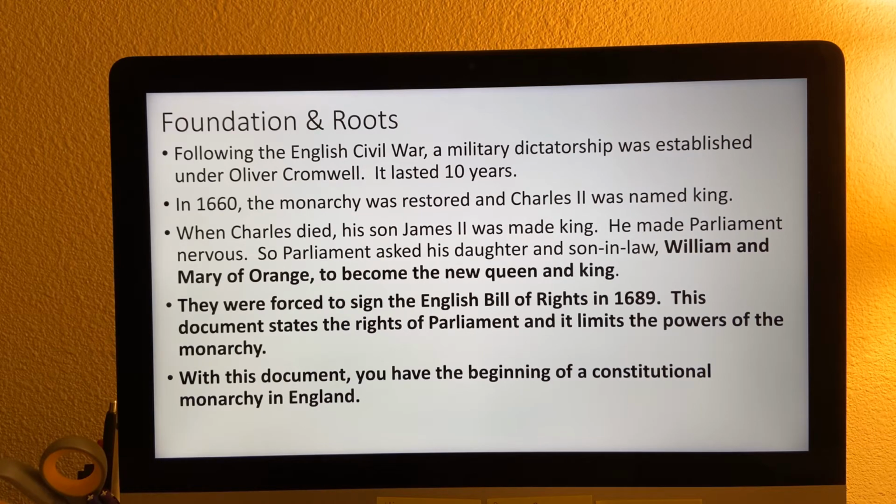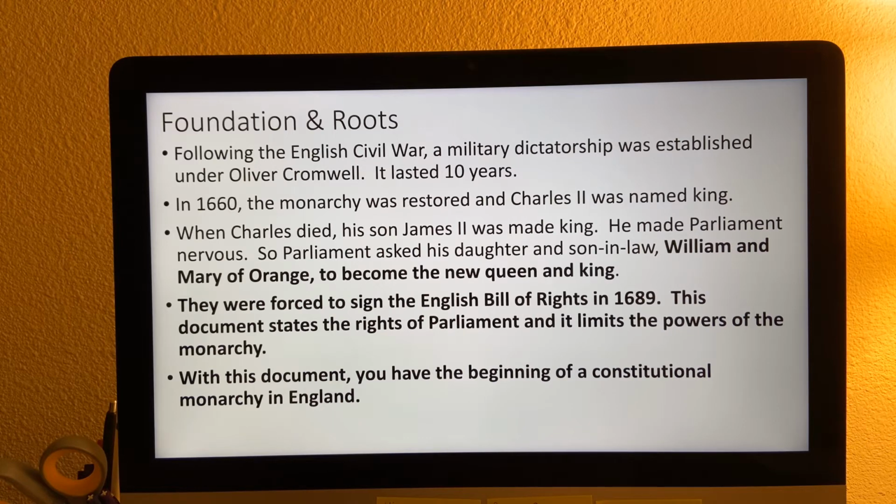And following the English Civil War, a man by the name of Oliver Cromwell establishes a military dictatorship, and it lasted for about 10 years. When his son comes into power, he does not quite hold the control like his father, so he is overthrown by Parliament. And Parliament, they ask Charles II, who is the son of Charles I, the one that was beheaded. They ask him if he would be their king, and he accepts. And this is known as the restoration of the monarchy.